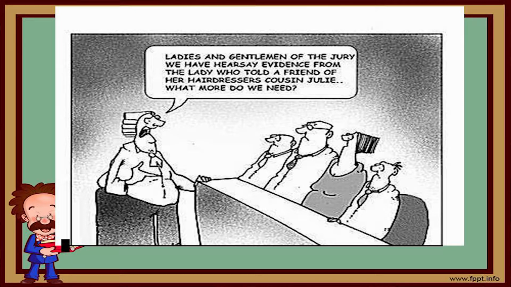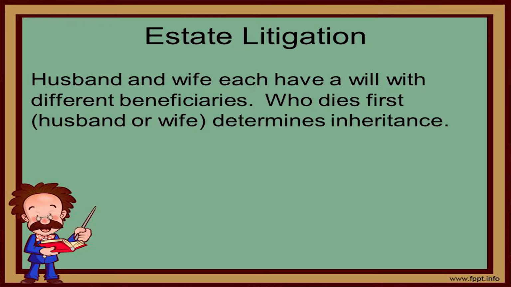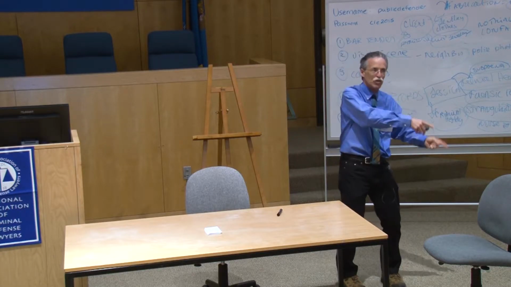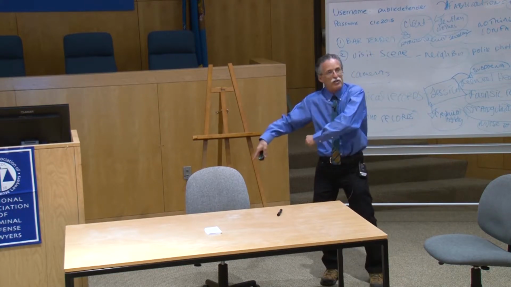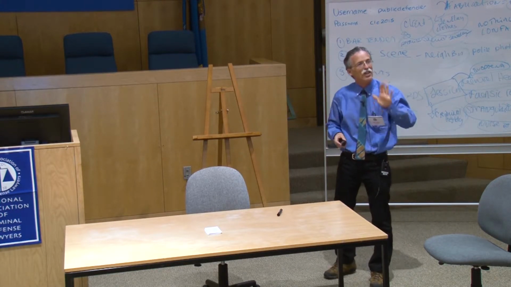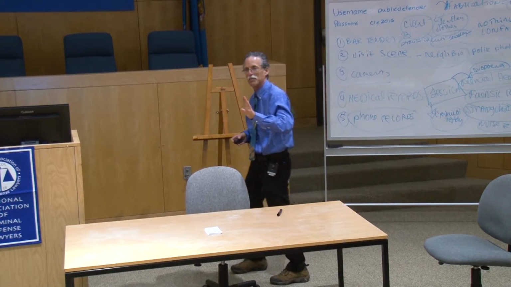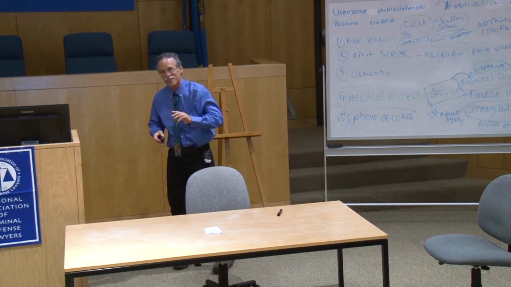All right, so here's a hypothetical. I want you to help me now. So this husband and wife, each was married previously, and each has children from marriage number one. So they each have wills now. And it says, if I die first, it goes to you, wife. But if you die first, all my stuff goes to my kids, and vice versa. So who dies first is incredibly important to the kids.